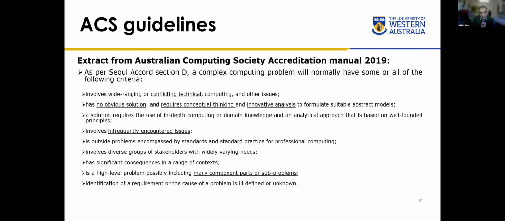These are the extracts from the ACS guidelines. I'm sharing these guidelines with the students in the project sheet. If you look into it, they explicitly state that it involves a wide range of conflicting technical computing and other issues, has no obvious solution, and requires conceptual thinking and innovative analysis. Analytical approach, infrequently encountered issues like errors or corner cases which you can think of, outside problems, many components and subparts which create problem decomposition, ill-defined and unknown problems, because real-world problems are normally ill-defined or unknown.